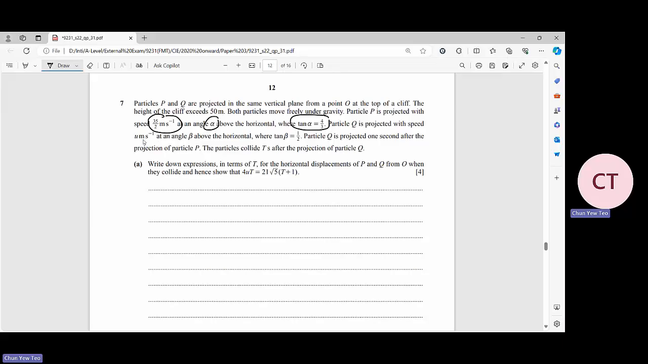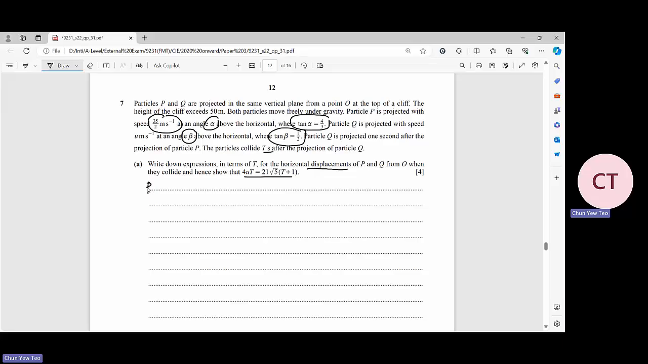Particle Q is projected with a speed of u meters per second at an angle beta, where tangent beta is a half. The particle Q is projected 1 second after the projection of particle P. The particles collide t seconds after the projection of particle Q. Okay, write down expressions in terms of t for the horizontal displacement of P and Q from O when they collide, and hence show that this is the relationship.